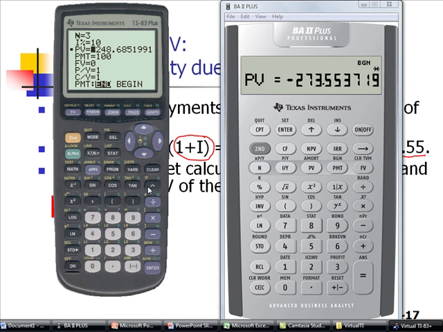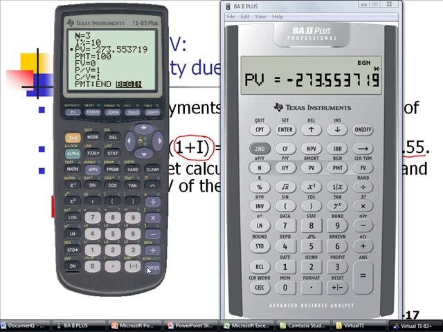What about on the TI 83 or 84? What about these graphing calculator models? You can go down to the bottom of this time value of money solver, and here you have the option to switch it from end mode to begin mode. So use your right arrow to go over to begin, press the enter key, and now you're in begin mode or annuity due mode. Set your cursor back on the present value, press alpha solve, and you'll get a different answer. You'll get the answer for an annuity due.